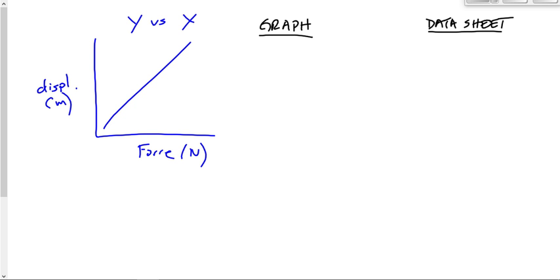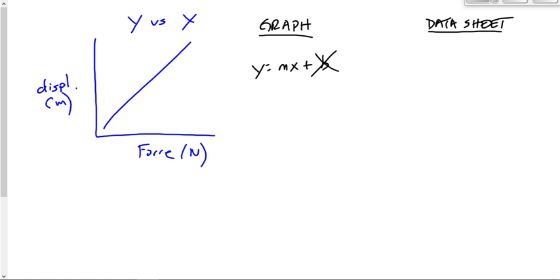What's the equation for this graph? What's the equation for any graph that's a straight line? y equals mx plus b. You will find that the y-intercept of this graph is either 0 or very, very close to 0, close enough that we can scratch that off.